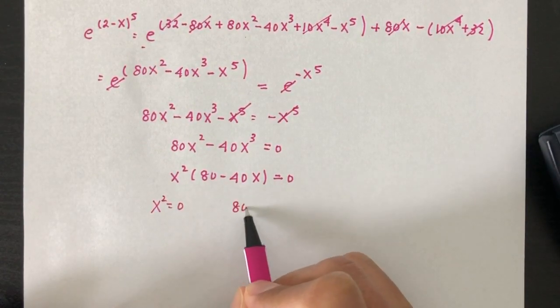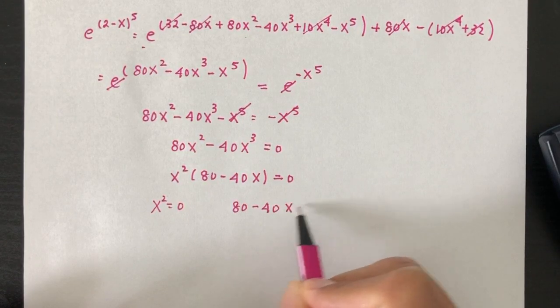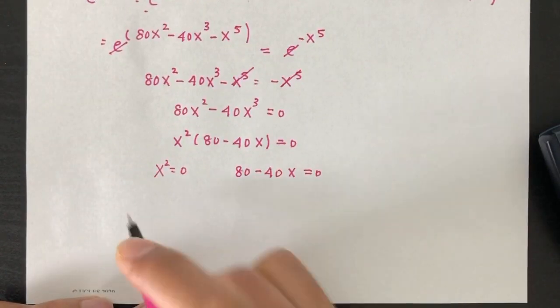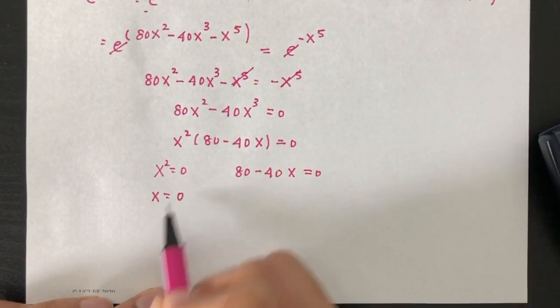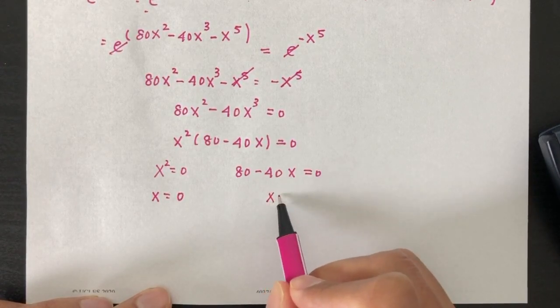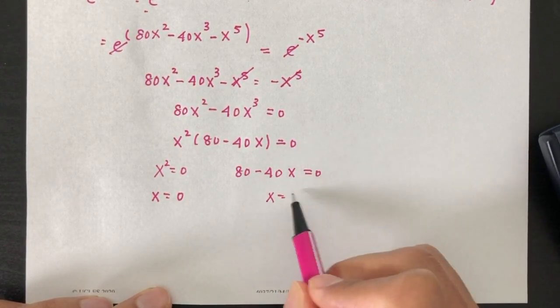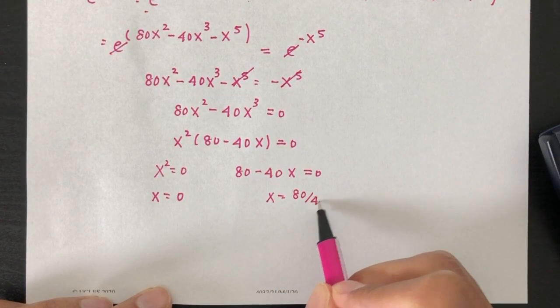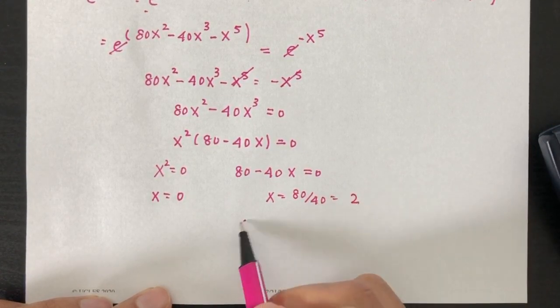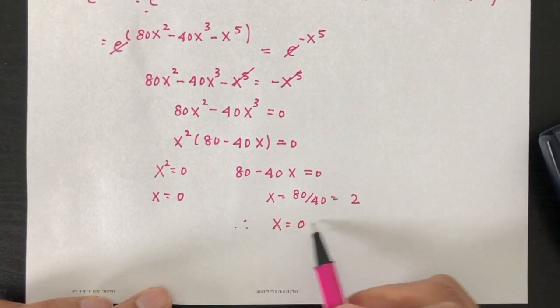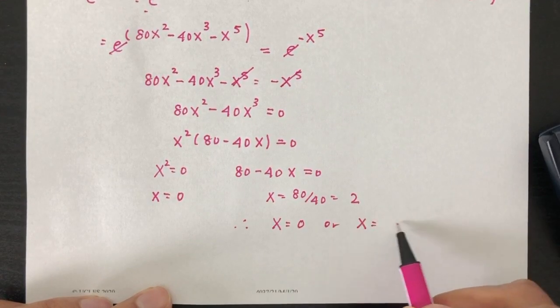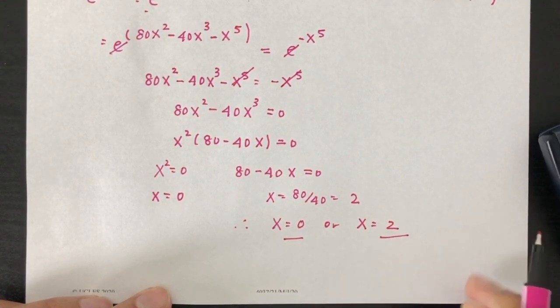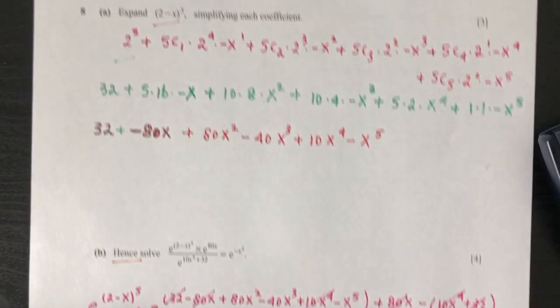Then you will have 80 minus 40x equal to 0. Now the first one is obvious, x equal to 0. Then for this one, x equal to, you send this one over here, that will be 80 divided by 40, which is 2. So your answers will be x equal to 0 or x equal to 2. So that is your answer for question number 8.